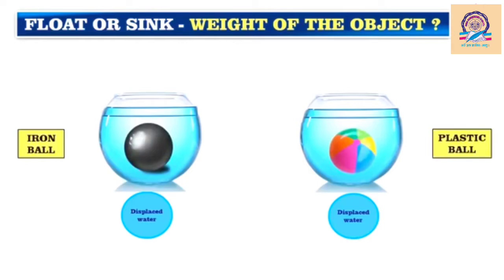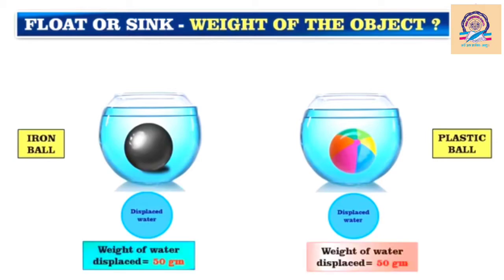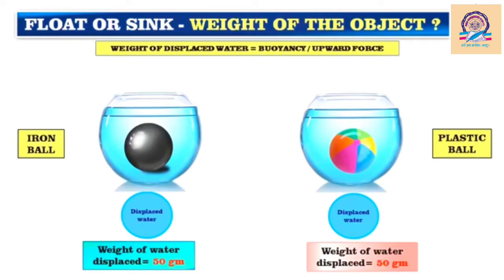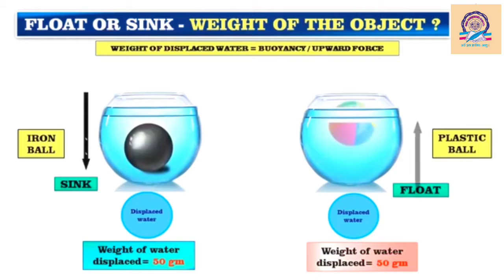Both are of same size, so both will push out or displace same amount of water from their place inside water. Let us suppose both displace 50 grams of water because the size is same, and we have learned that the weight of the displaced water is equal to buoyancy, that is the upward force. So the buoyancy is same for both. But what happens? The iron ball sinks and the plastic ball floats.